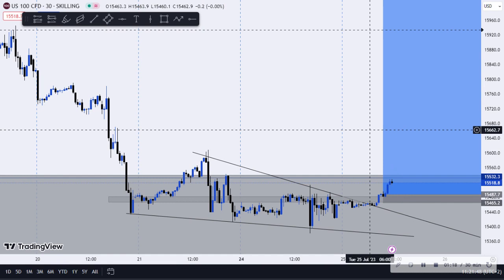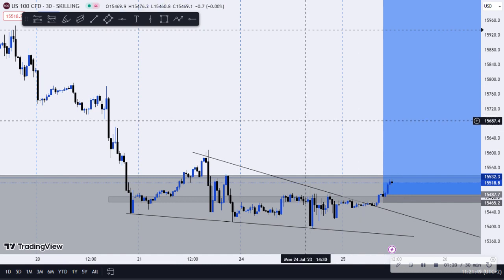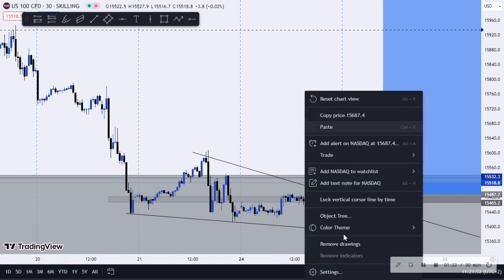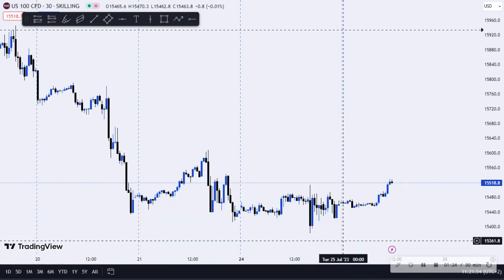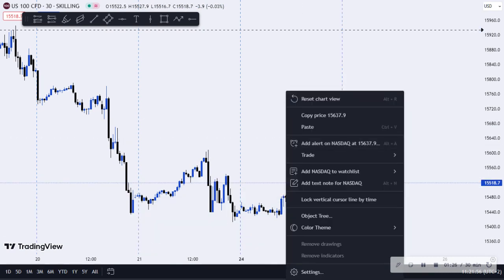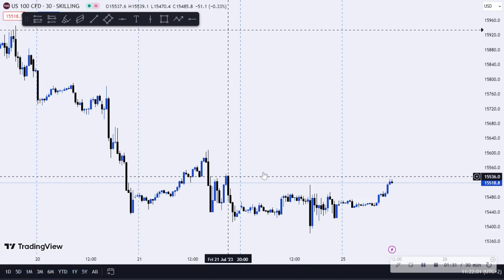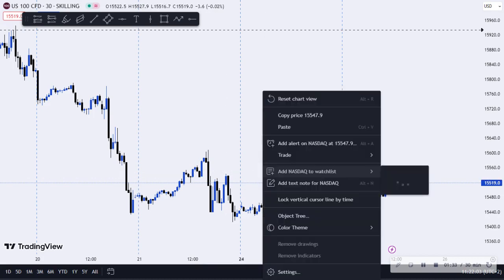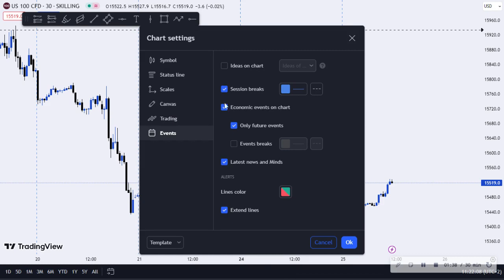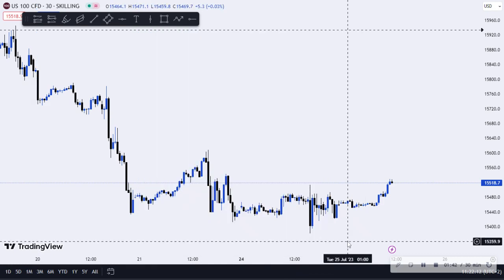I'll be removing everything in this chart, guys. Let me just remove the period separators so that we don't get confused by the market. I mean session breaks, not period separators, but it's period separators actually.